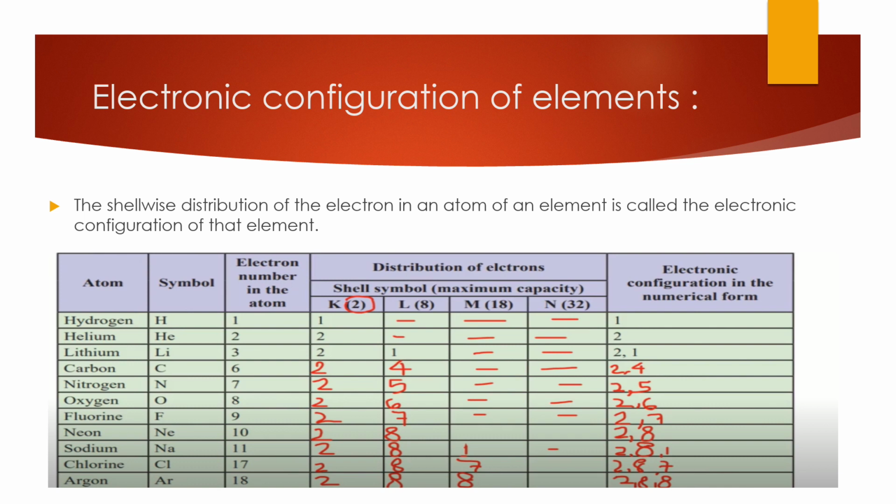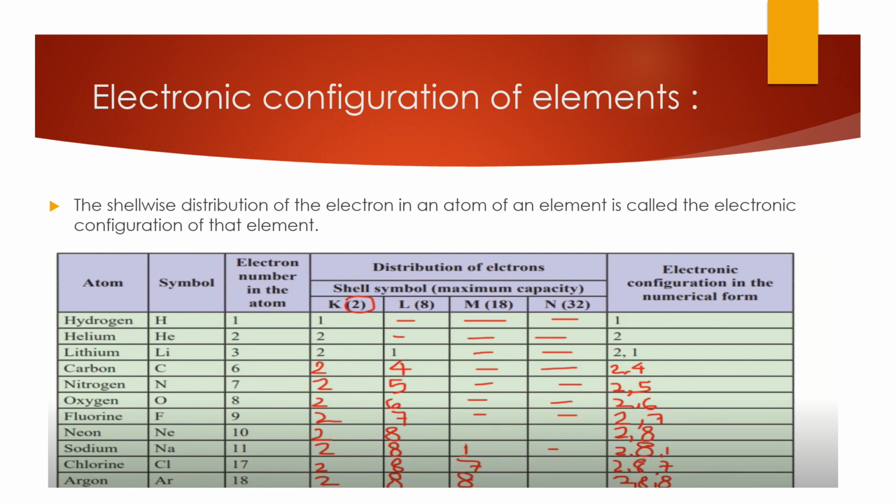The second one is helium. The number of electrons in helium is 2. So you will write those 2 electrons in the first shell, the K shell. Then the L, M, N shells will be vacant. So the electronic configuration will be 2.